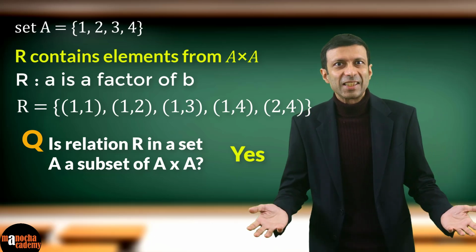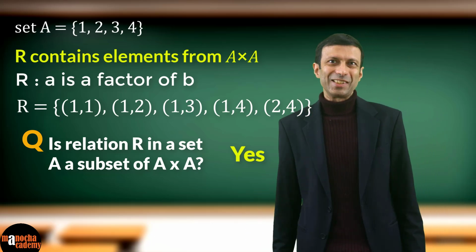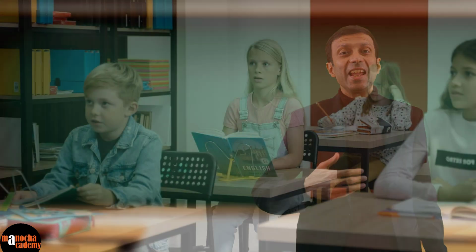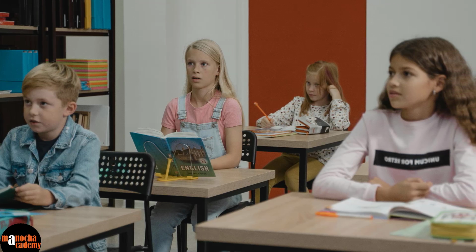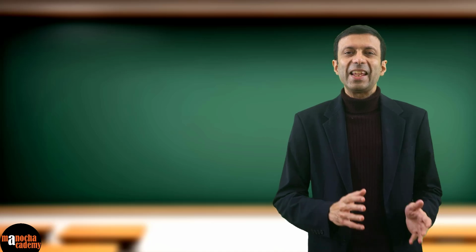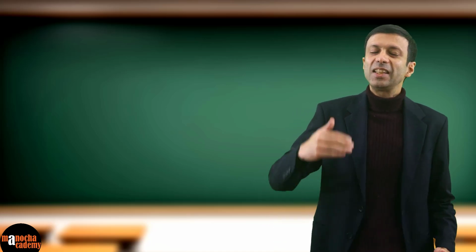Now let's go ahead and discuss the different types of relations. As an example, let's consider a set A to be the students in your class. Let's define a relation where the difference in heights of two students a and b is greater than 10 feet.